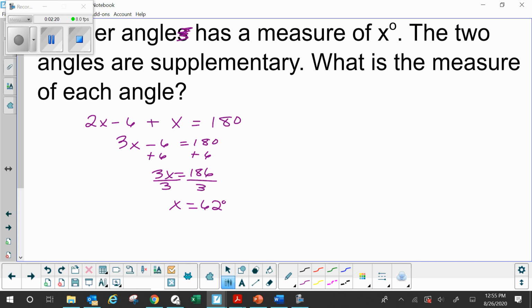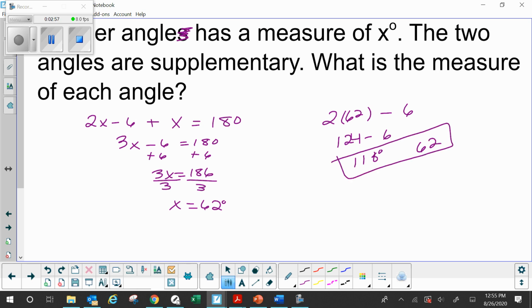Okay, so we found the variable here. What did the question ask you to find as well? So you have to go back and do what? You have to plug in 62 for x. So we have 2 times x minus 6. Well, x is 62. What's 2 times 62? 124 minus 6. So what do you get? Okay, and then the other one was just 62. So those would be your angle measures.